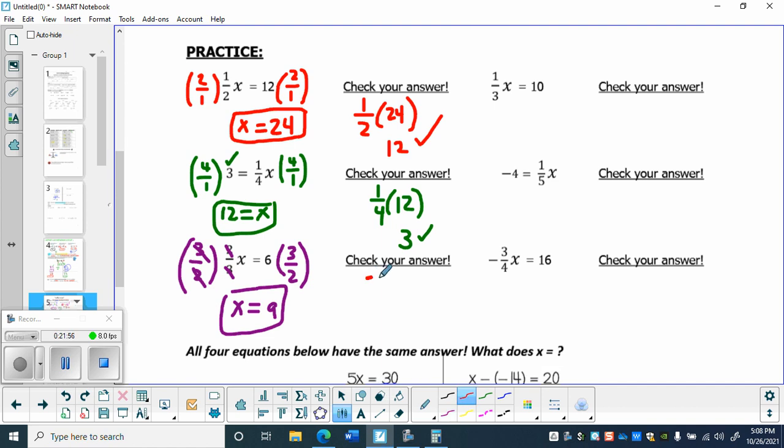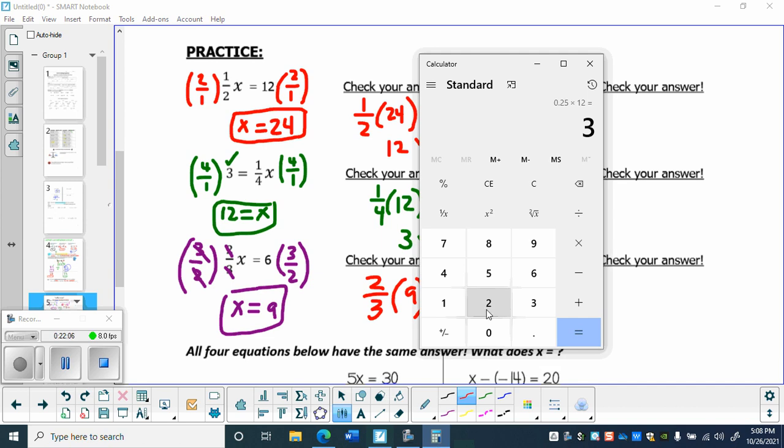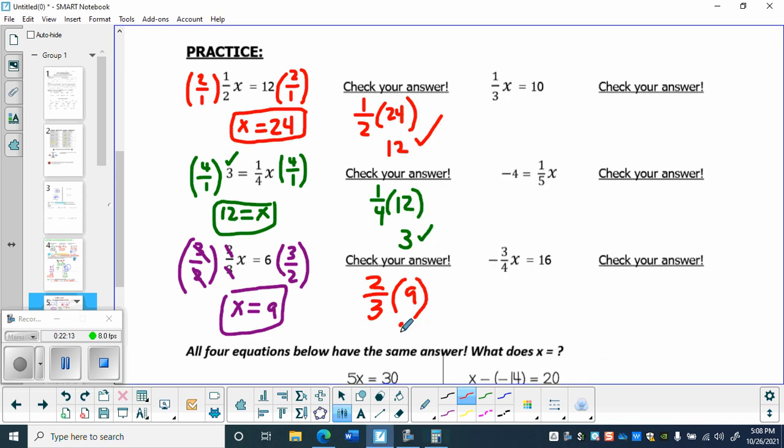Now let's check 2/3. If we plug in 9, let's see if we get this 6. So the 2/3, I've got it in there. Now I'm going to do times my 9. And I get 6, which is what I wanted right here. So I know I'm good to go. 2/3 of 9 is 6.